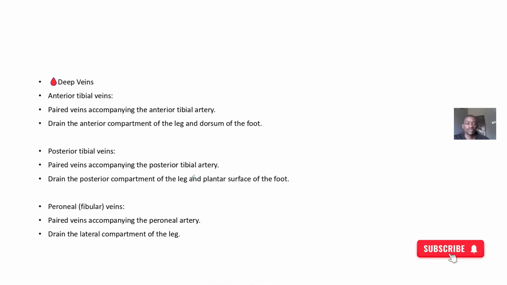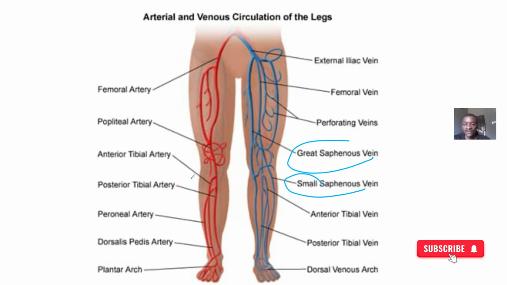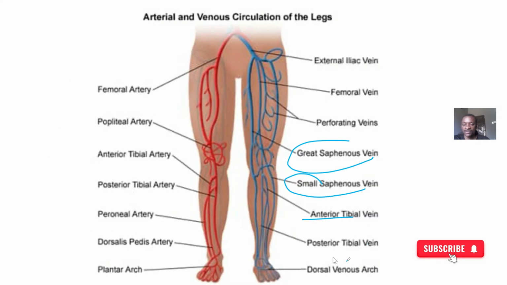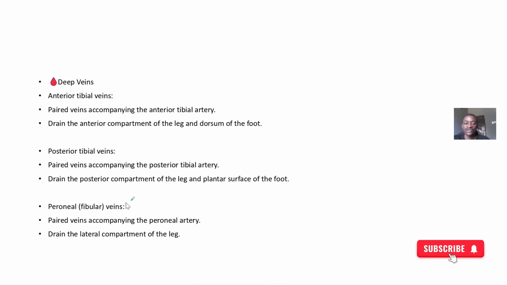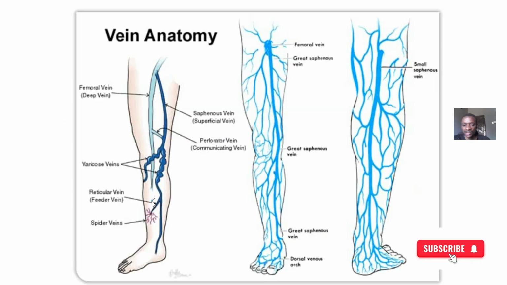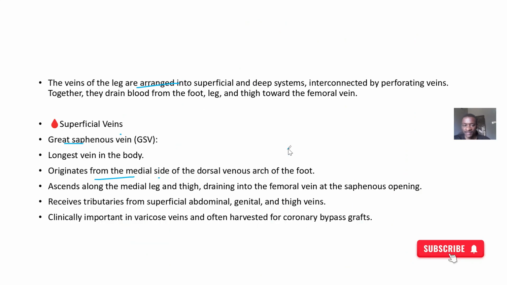So how about the deep veins? We have things like the anterior tibial veins. This is the anterior tibial veins. We have the posterior tibial veins. This is the posterior tibial veins. Then we have the peroneal or fibular veins. That one is on the lateral side. It is not indicated in that picture. Let me check here. Also not indicated here, but we'll talk about the anatomy later.